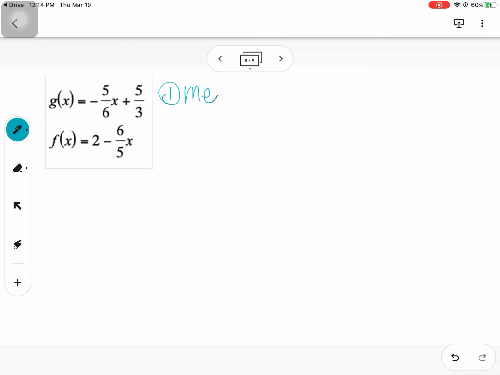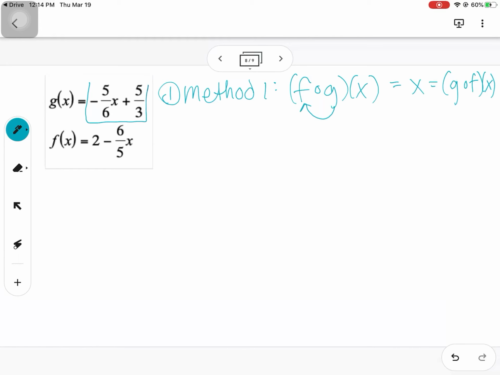Your first method that you can choose is to do f of g of x and make sure that that just equals x. Okay, you can also do g of f of x, both will work. If you think back, what that really tells you to do is you're plugging one function into the other. So for example, if I wanted to do method 1 with this one, I could plug g in for x in the other equation. What that would mean in this case is I'm doing f of g because I'm plugging g into f, and I'm just going to replace x with the other equation.